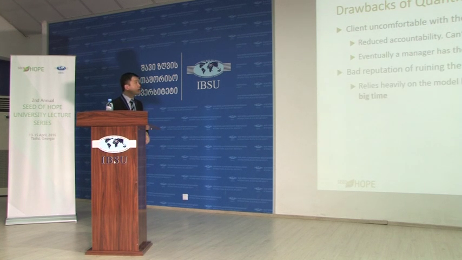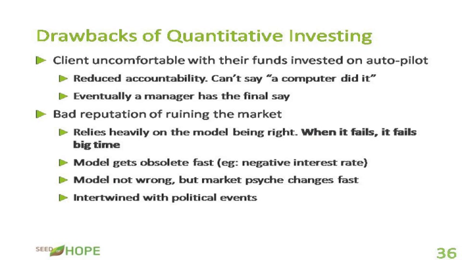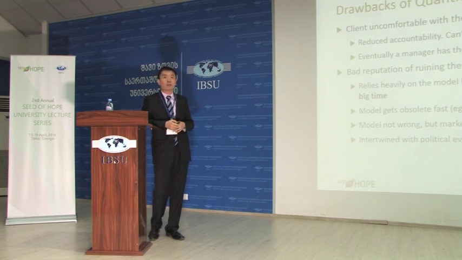Right? We also have a very bad reputation of ruining the market, because financial mathematics really relies heavily on the model being right. So when we're wrong, we're really wrong. Even when we're wrong a little bit, we're wrong a lot. The example is negative interest rates. The difference between a negative 0.01 interest rate and a positive 0.01 interest rate is huge. Even if mathematically it's small, it means all the difference in how people approach cash balances, for example.